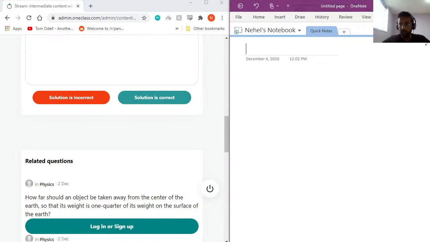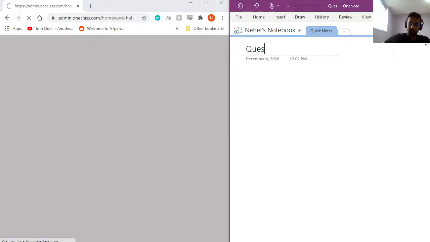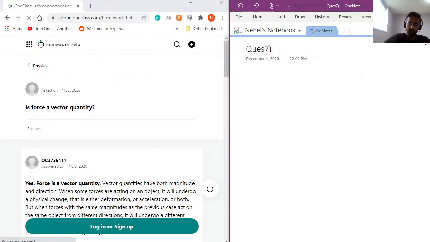Okay, next up, question 7. Is force a vector quantity? If we look at force, the formula for force is equal to mass times acceleration. And we know that acceleration is indeed a vector quantity. That's why we denote it by this arrow on top. Force is actually a vector quantity as well.